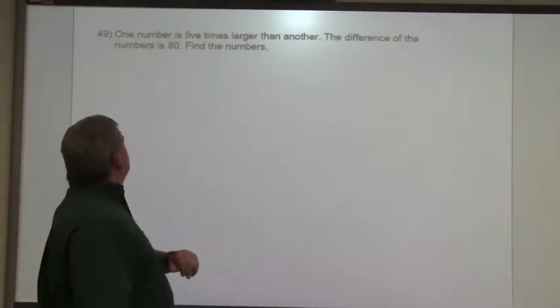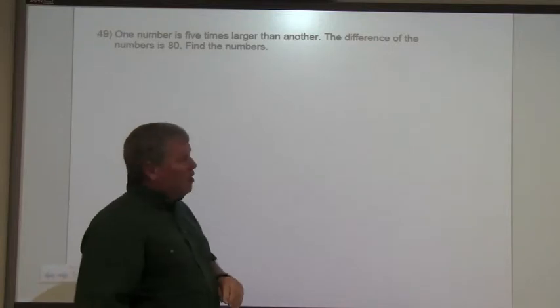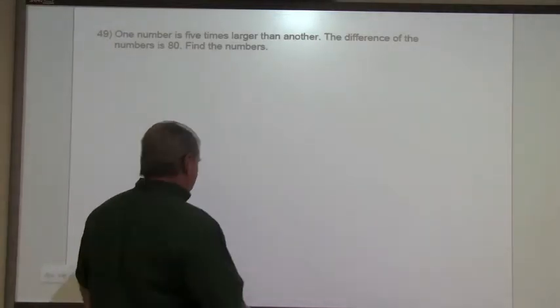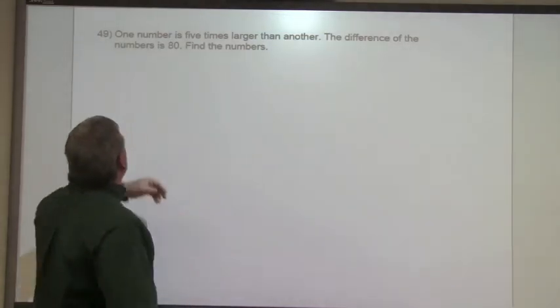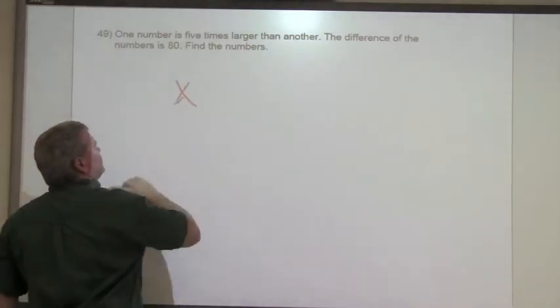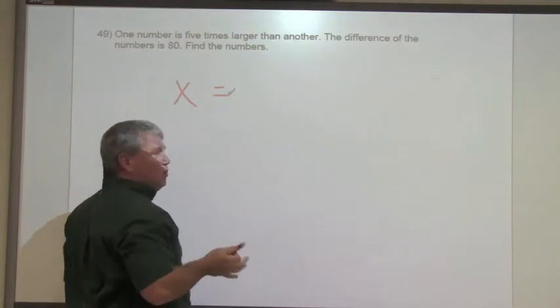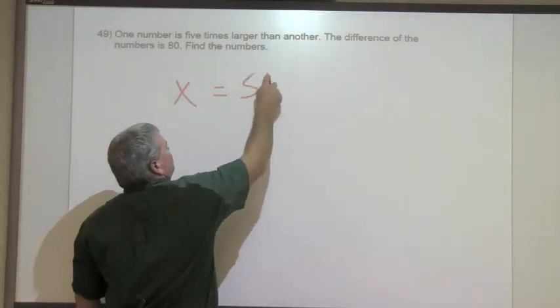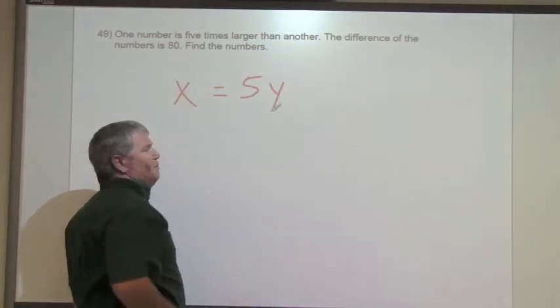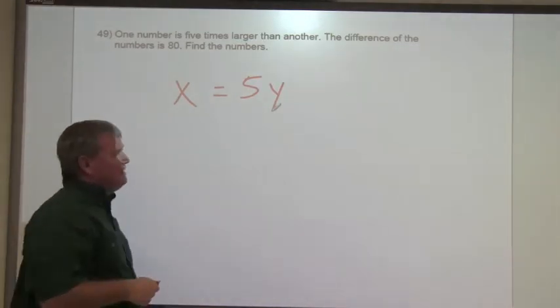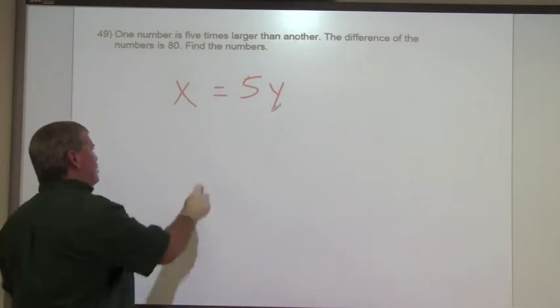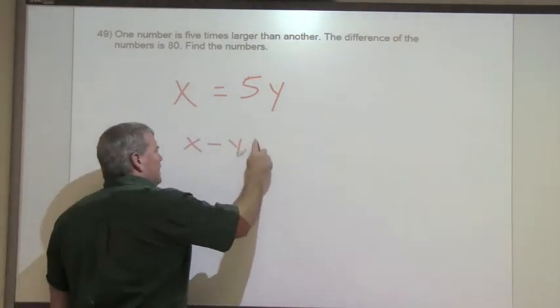Number 49 says one number is 5 times larger than another number. So let's let one number be x and the other one be y. So one number, we'll call it x, equals 5 times larger than the other number, which we said was going to be y. The difference of the two numbers is 80. Now, I'm going to go x minus y equals 80.